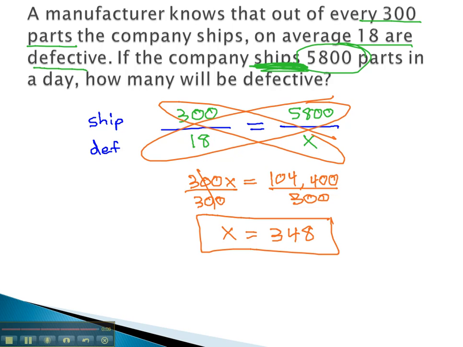When working with these applications, clearly labeling the numerator and denominator with what we're comparing helps us set up a proportion we can quickly solve.